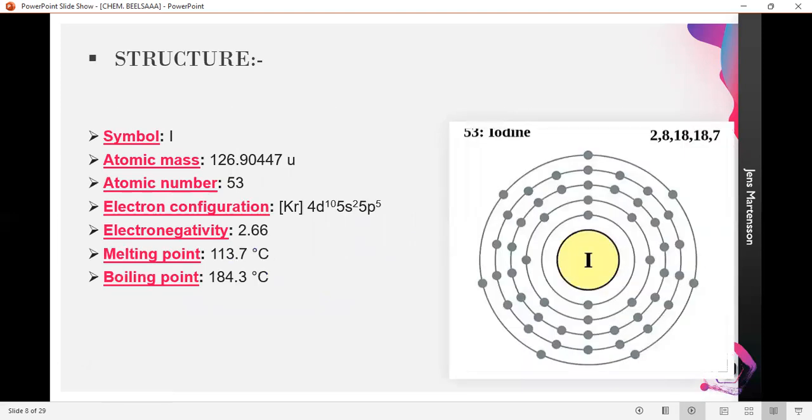Moving on to the next topic, which is the structure of iodine. It contains symbol, atomic mass, atomic number, electronic configuration, electronegativity, melting point, and boiling point.